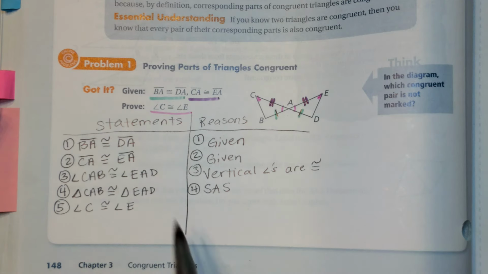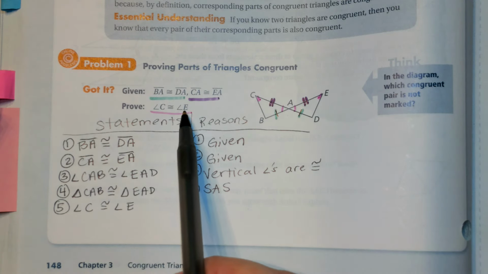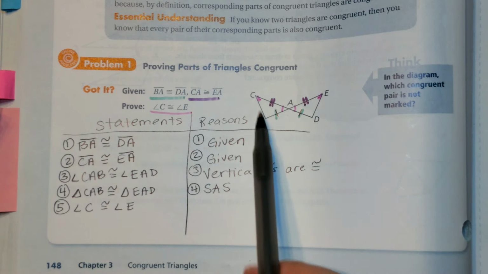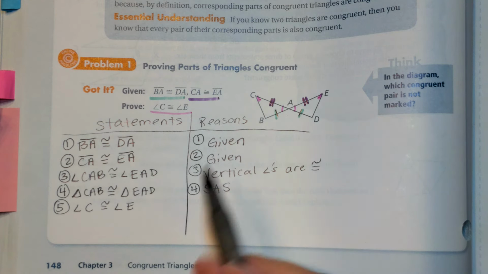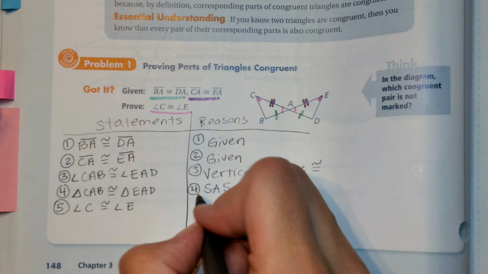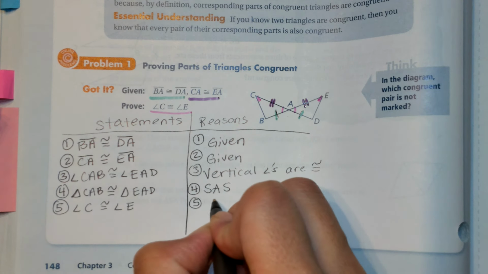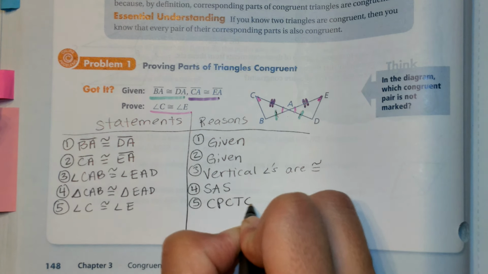So we could have, instead of proving angle C is congruent to angle E, it could have been a segment, like segment CB is congruent to segment ED. It could have been that. It doesn't matter. It's any of the parts of the triangles that are corresponding. CPCTC.